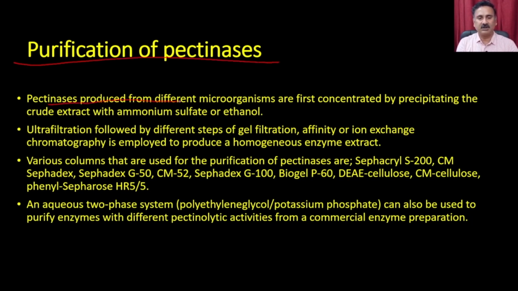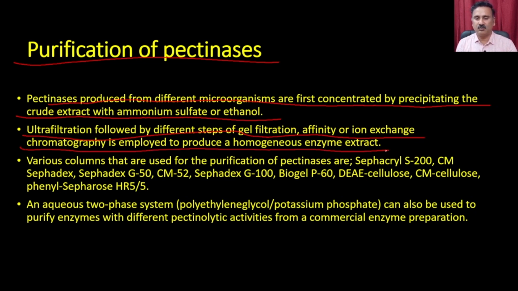For pectinase purification, the different microorganisms' crude extract is first concentrated by precipitating with ammonium sulfate or ethanol. Then we have ultrafiltration, followed by different steps of gel filtration, affinity or ion exchange chromatography, employed to produce the homogeneous enzyme extract. Various columns used for the purification of pectinases are Sephacryl S200, CM Sephadex, Sephadex G50, CM52, Sephadex G100, Biogel P60, DEAE cellulose, CM cellulose, phenyl Sepharose, and so on.